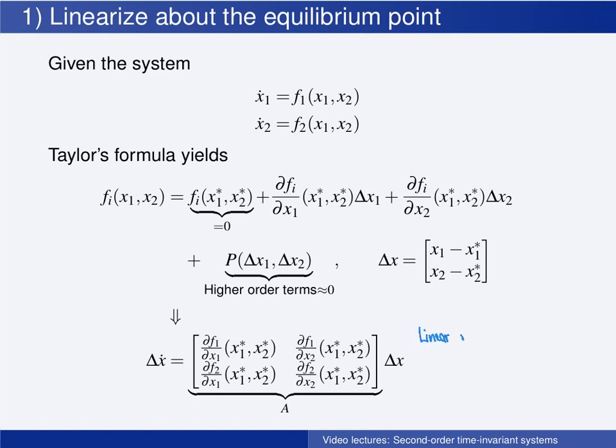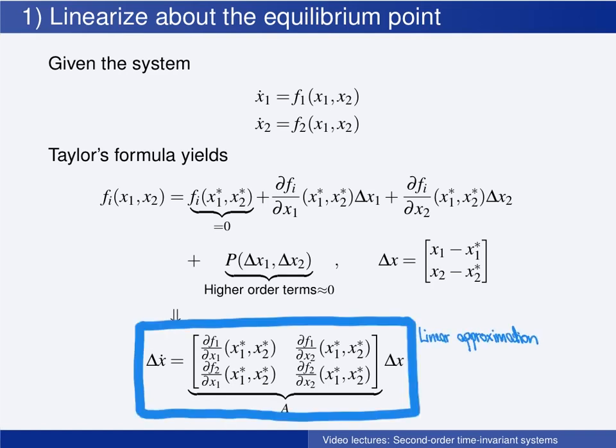But note that this is an approximation that is only valid as long as the assumption that the higher order terms are approximately 0 is a valid assumption. So the linear system is only a valid description of the original nonlinear system when the states are sufficiently close to the equilibrium point. Note that the system matrix A is the Jacobian of the vector function f.